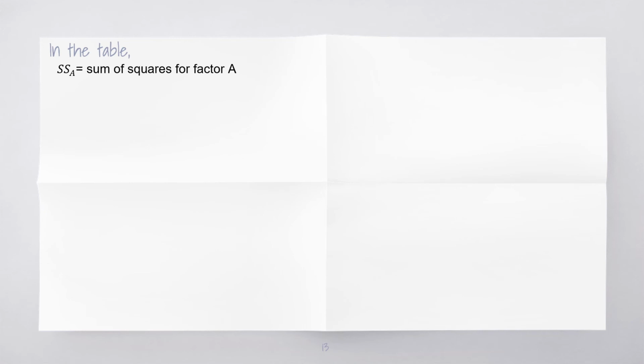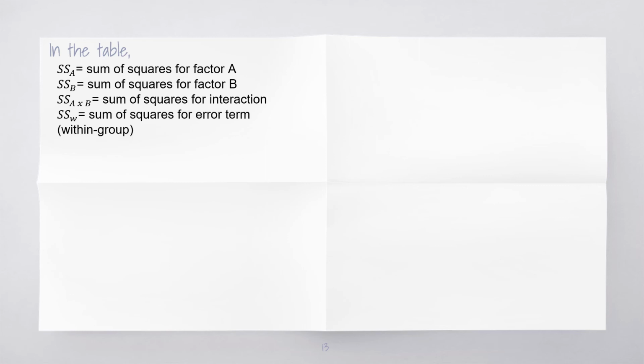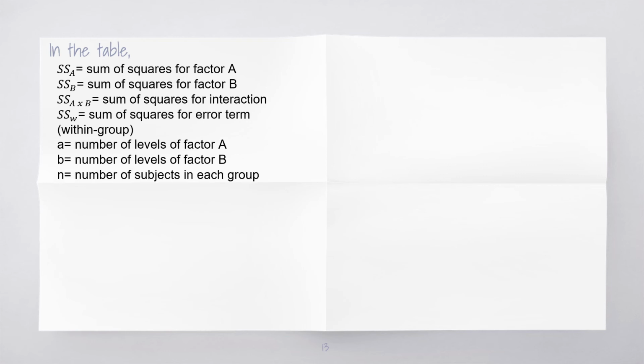In the table, SS sub A is equal to the sum of squares for factor A. SS sub B is equal to the sum of squares for factor B. SS sub A times B is equal to the sum of squares for interaction. SS sub W is equal to the sum of squares for the error term within group. A is equal to the number of levels of factor A. B is equal to the number of levels of factor B. N is equal to the number of subjects in each group.